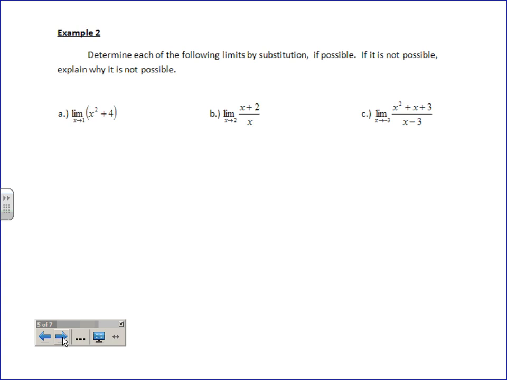So if that's the case, you can just go ahead and substitute that value right in there for x, and it will tell you the answer. And so what's the answer to this one? Now let me show you why.